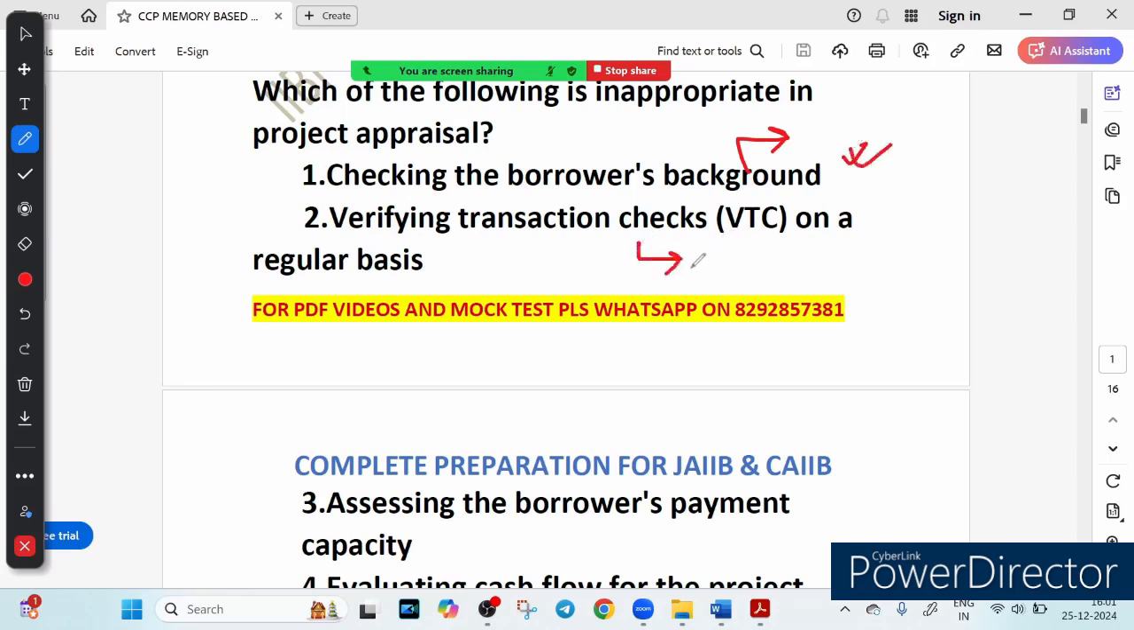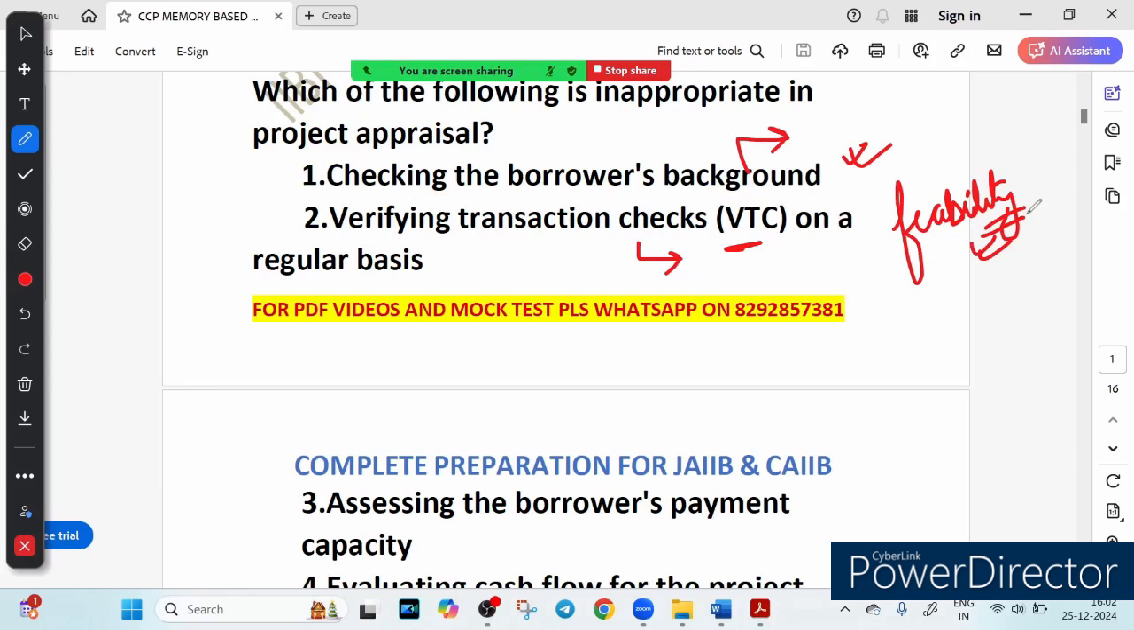Verifying transaction check on a regular basis. This is also called VTC, verifying transaction check on a regular basis. See, this is inappropriate for project appraisal. While monitoring transactions is essential during project implementation, it is not part of the initial appraisal process. The focus of the appraisal is on feasibility, not day-to-day transactions. Think of this as trying to monitor a project's daily cash flow even before deciding to fund it. It does not make sense, right?